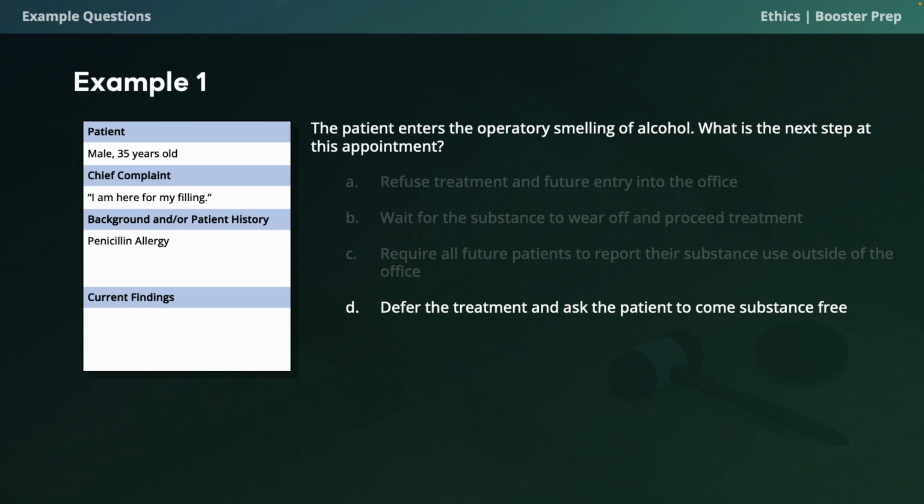Let's go ahead and talk about the other answer choices though. Now for A, although you can refuse treatment, and you should in this situation, not allowing future entry ever is extreme and perceived as discriminating against patients who may drink. This is against the principle of justice and is incorrect.